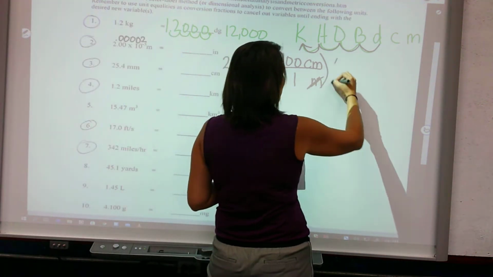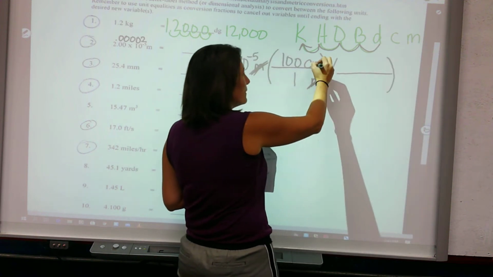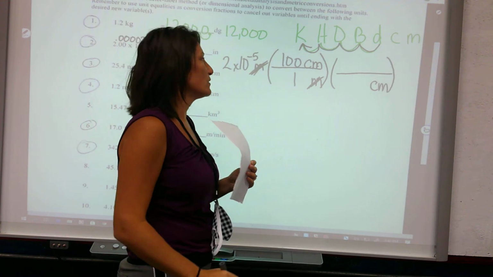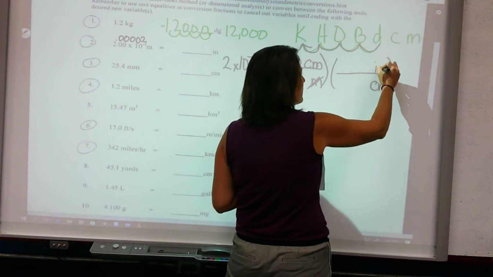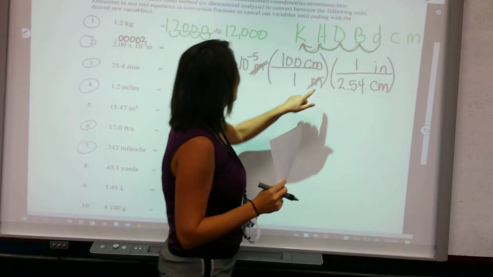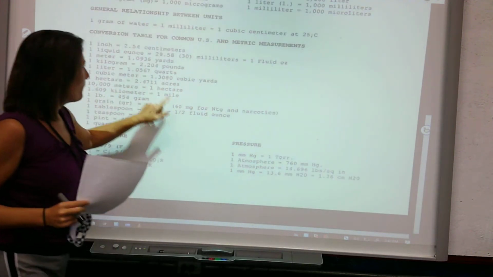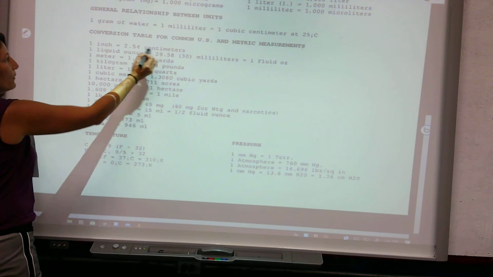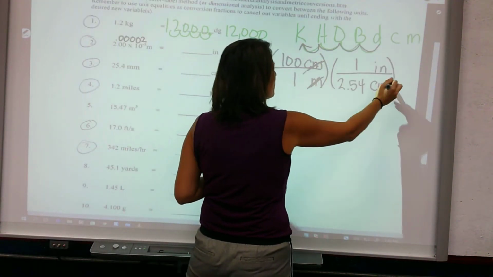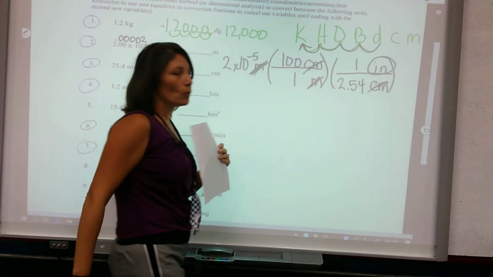So I'm going to do a second step. Centimeters has to be diagonal from that. That's division, so I want those to cancel out. And I want to be left in inches. And 1 inch is 2.54 centimeters. And I got that number back here, right here on this page. Right? So centimeters cancel out. It leaves me in inches, which is what I need.